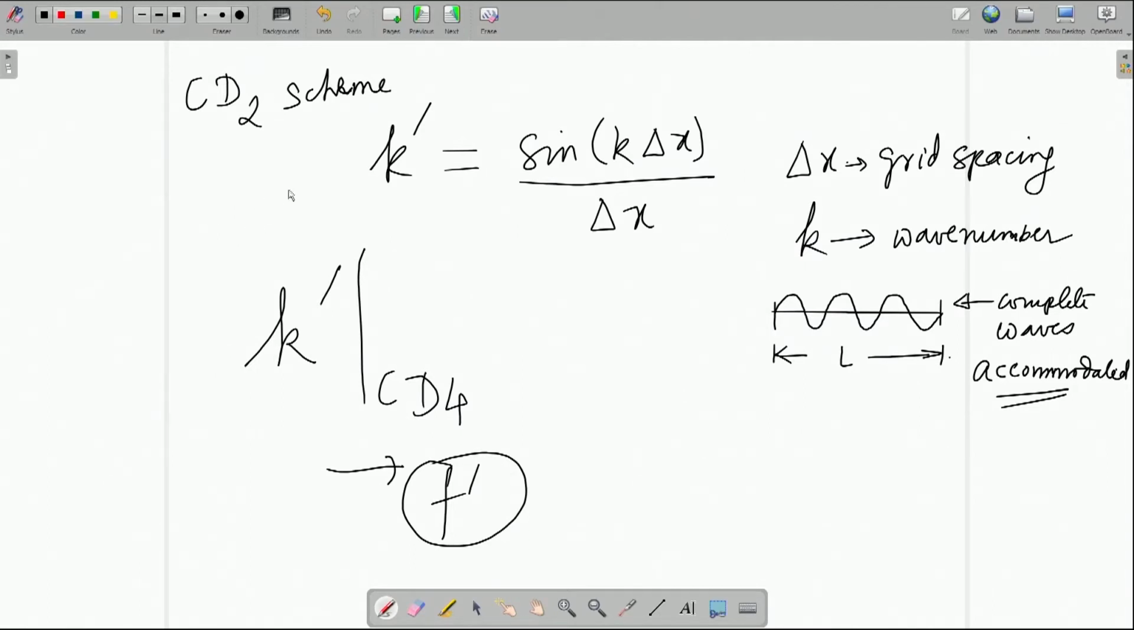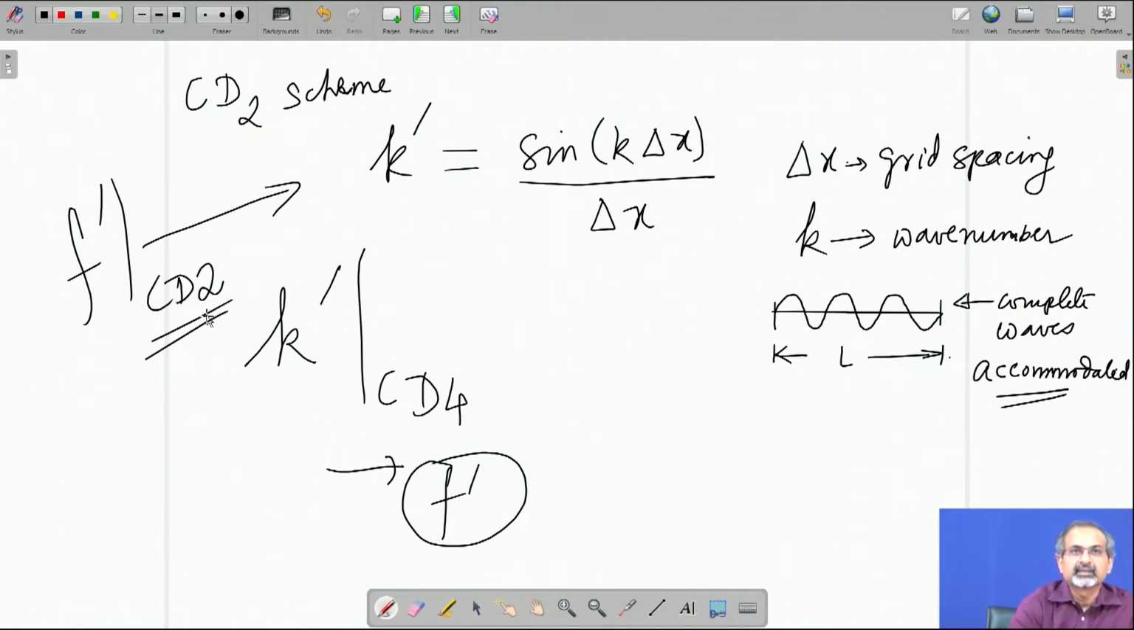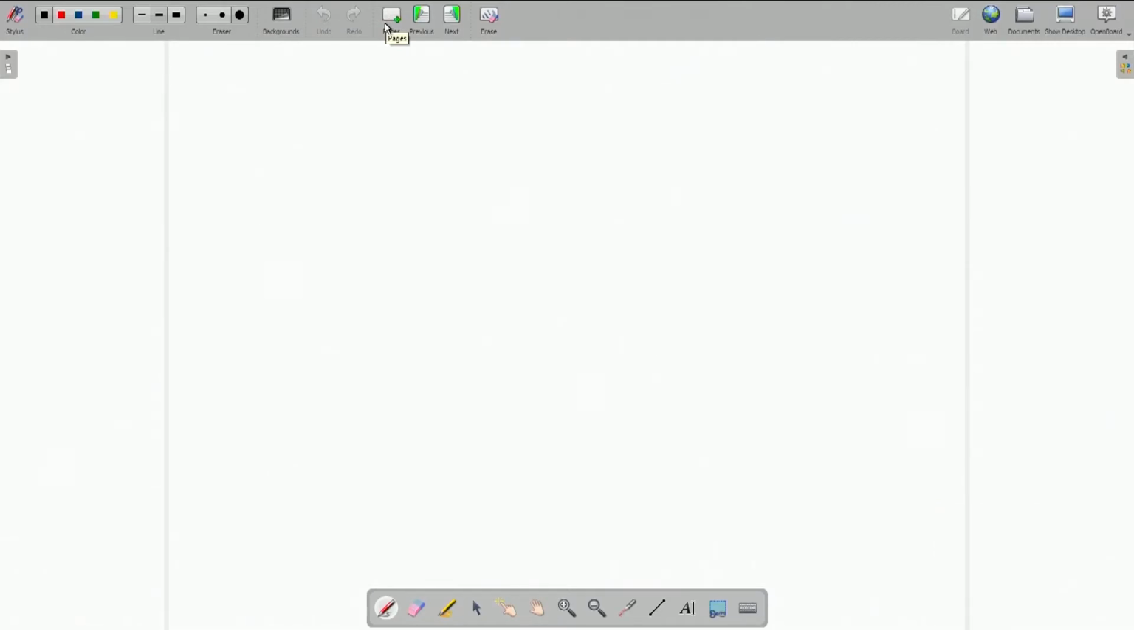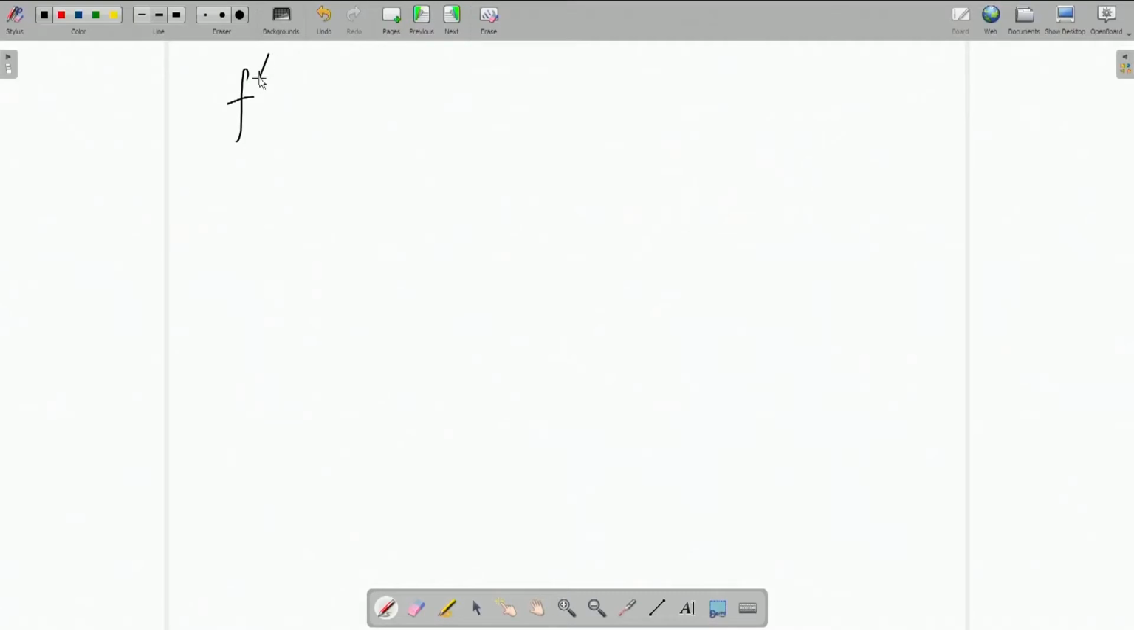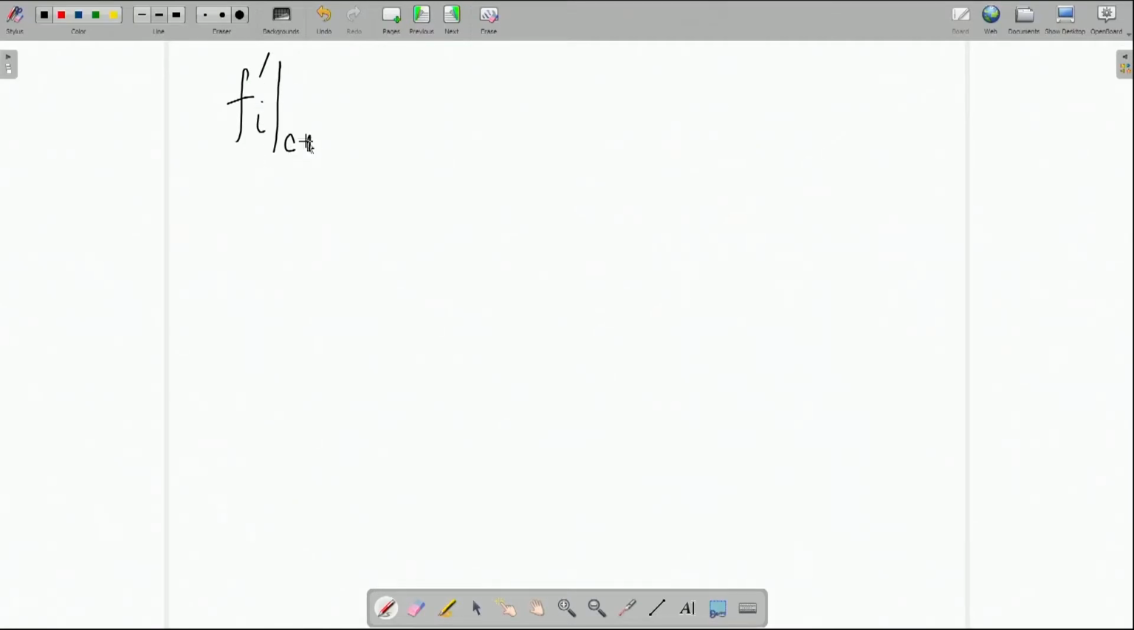We have already achieved that for the CD2 scheme, that how the k dash looks for f dash using central differencing of second order accuracy. So, we use the same methodology, but this time by using the CD4 discretization. So, we recall that the f dash expression for CD4, which we had already derived using the Taylor table approach, is given by this expression.